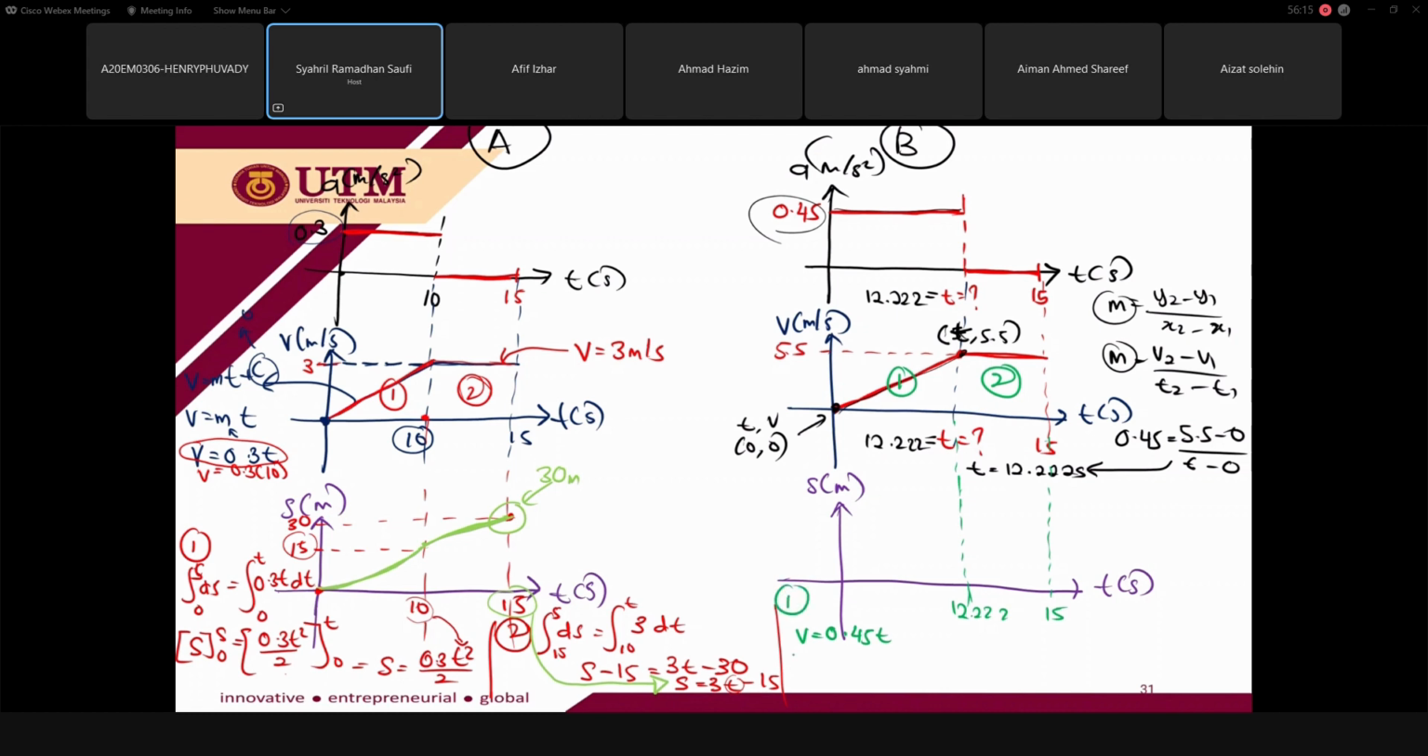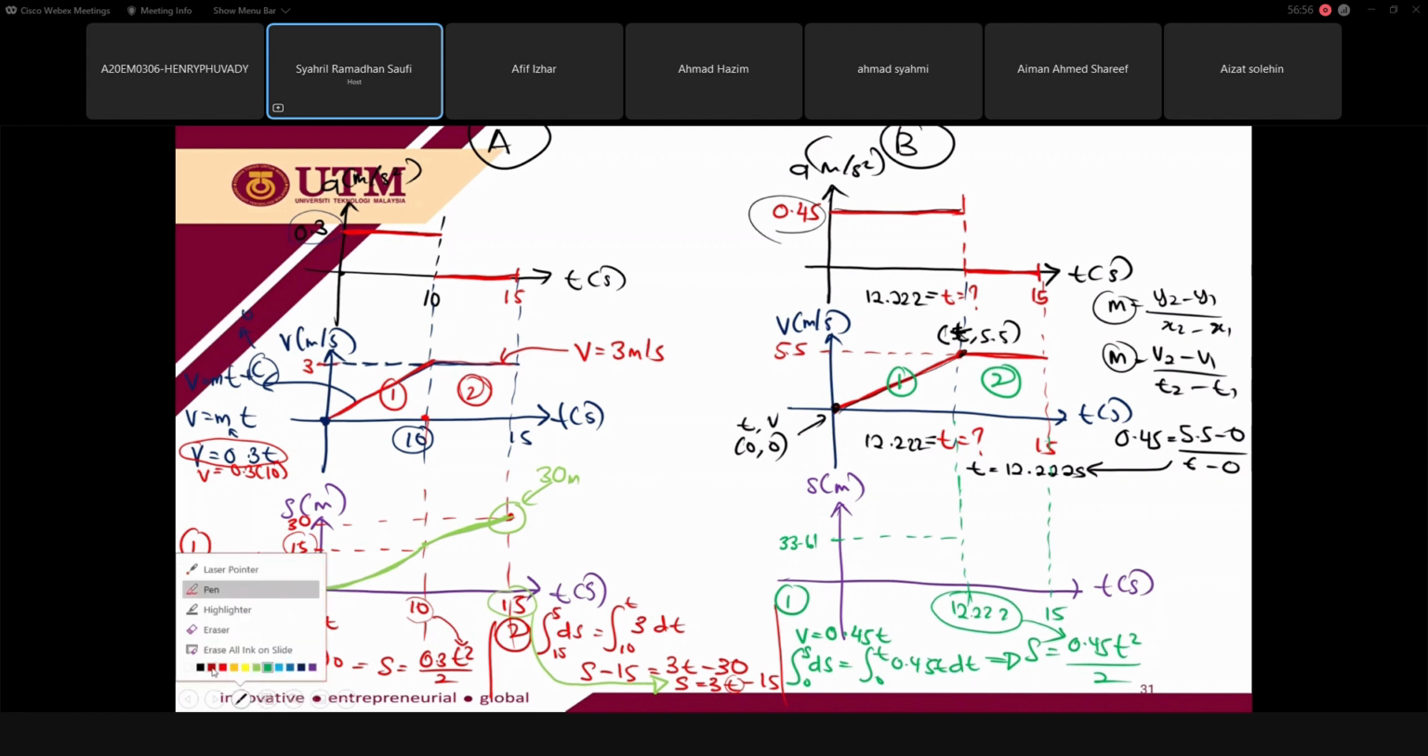So you do integration from 0 to S, ds is equal to from 0 to T of 0.45 T dt. If you integrate this one, you will get S is equal to 0.45 T squared over 2. If you substitute this value into this equation, you will get 33.61 for the displacement. Since here is a positive gradient, you will get a smile shape quadratic graph.